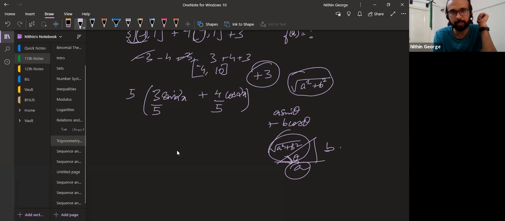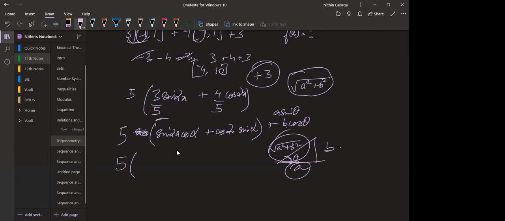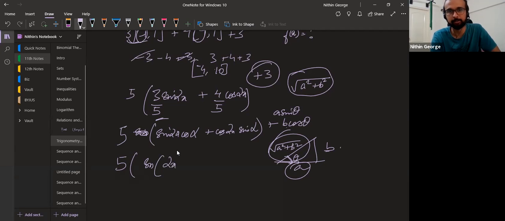So you have sine 2x into cos alpha plus the corresponding sine alpha. If 3 by 5 is cos alpha, 4 by 5 will be the corresponding sine alpha. So you have cos 2x into sine alpha. Are you following what I'm saying here? Yes, sir. Okay, so you have 5 into sine a cos b plus cos a sine b, which will be sine(2x plus alpha), sine(a plus b). Okay, any doubts here?